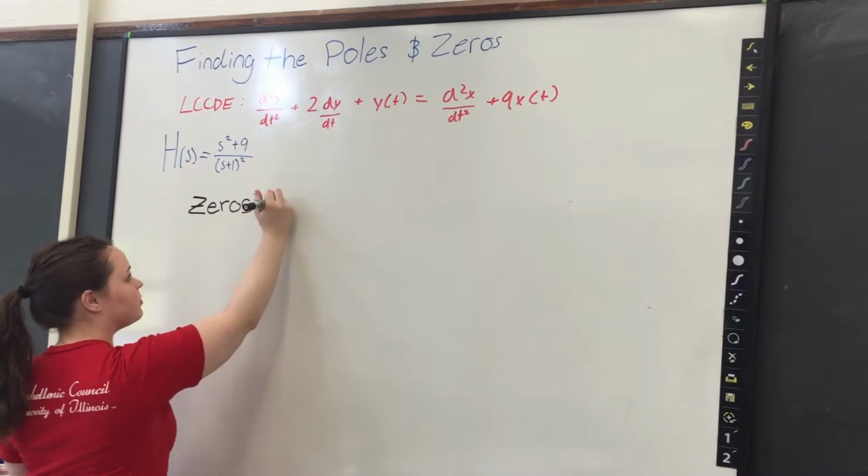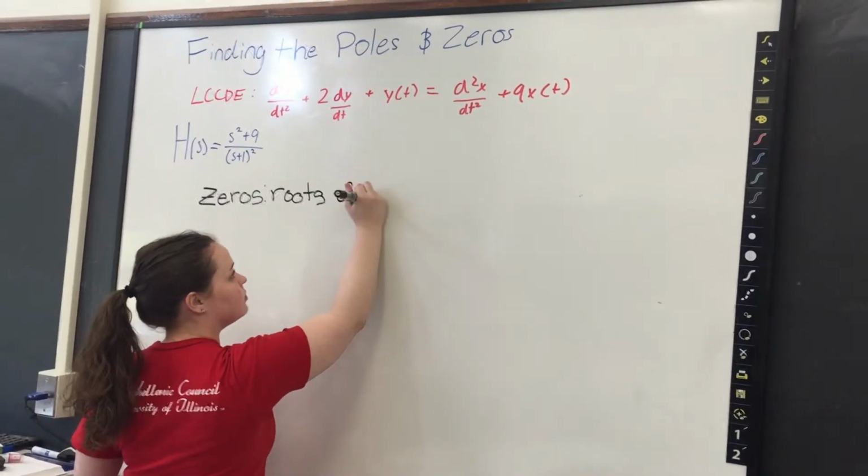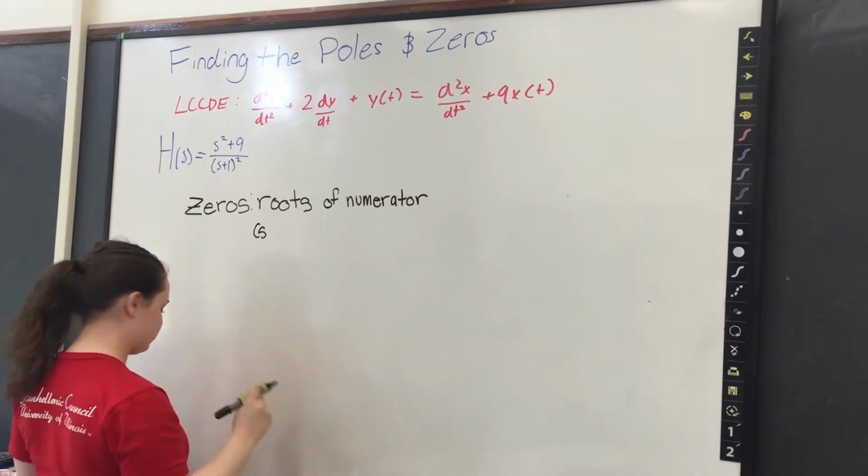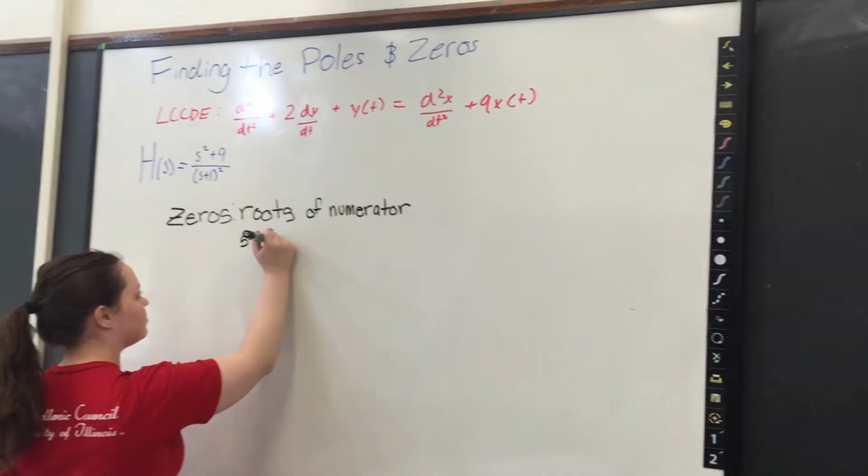Using the transfer function found in the first part, the zeros and poles can be found using the roots of the numerator for the zeros and the roots of the denominator for the poles.